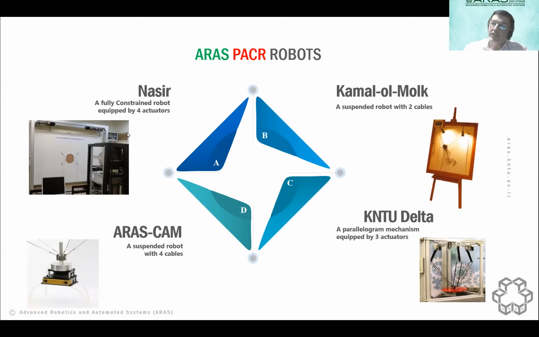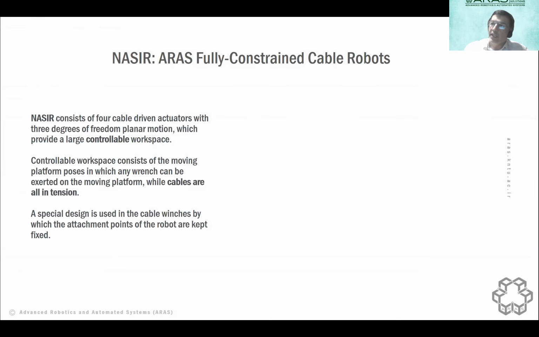Before starting with the artistic application, let me just introduce a number of our products. The Nasir is our first product, which was a fully constrained planar robot equipped with 4 actuators. What I'm talking about is Kamalul Mulk. Kamalul Mulk is the name of a very famous painter in Iran, and our robot is also named after him. We have also some Delta robots, other parallel mechanisms developed in our group, which I'm not talking about, and also the ARASCAM, which is a suspended cable robot, which I will introduce very shortly.